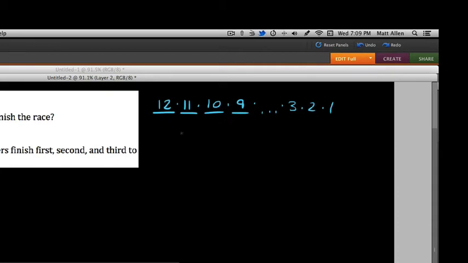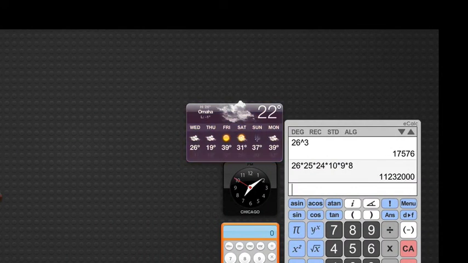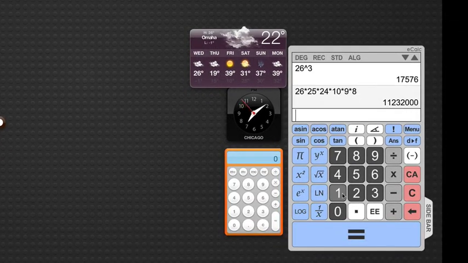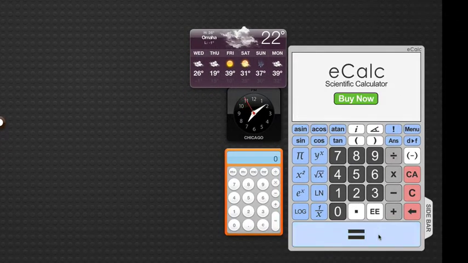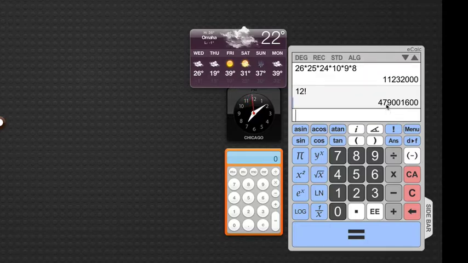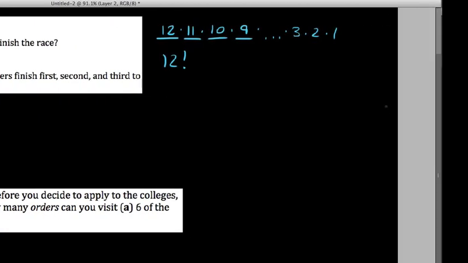So if we want to find the number of distinct permutations for this, we could just say that it's 12 factorial. And most calculators actually have a factorial button on them. Yes, we have one right here. We say 12 factorial, enter. And so it's going to give us this really big number here: 479,001,600.